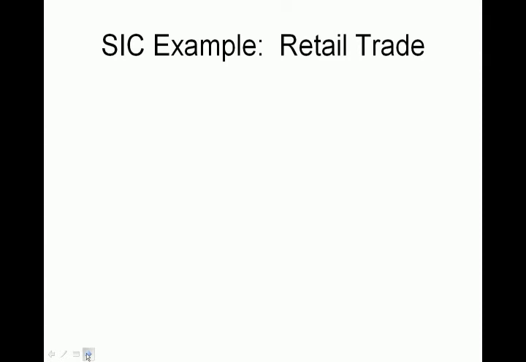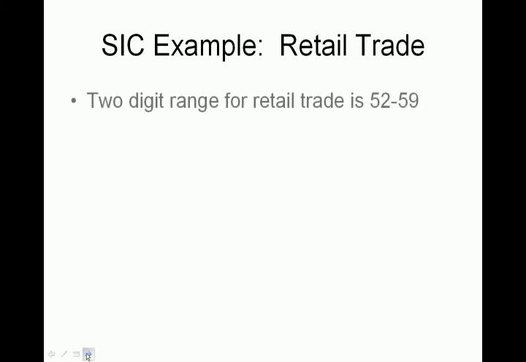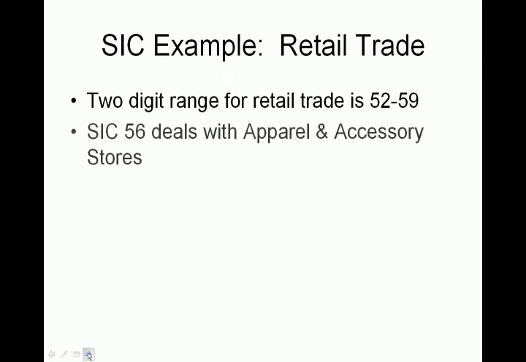Let's look at an SIC example, retail trade, so we can get a better understanding of how NAICS and SIC codes work. The two-digit range for retail trade is 52 to 59. The SIC of 56 deals specifically with apparel and accessory stores on a general level. Adding more codes will make it more specific.